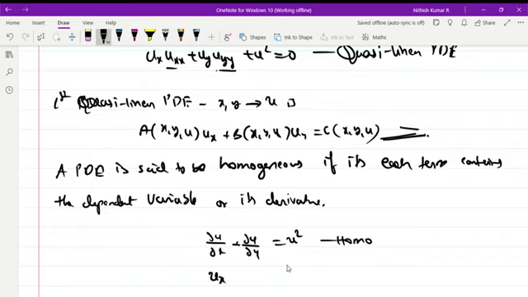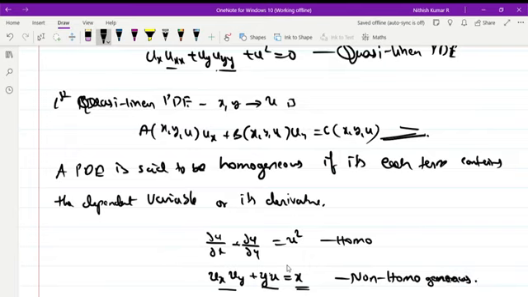But if I consider ux uy plus y into u, which is equal to x, this contains a partial derivative of u, this contains u, but the term x does not contain u or its partial derivatives, therefore it is not homogeneous.